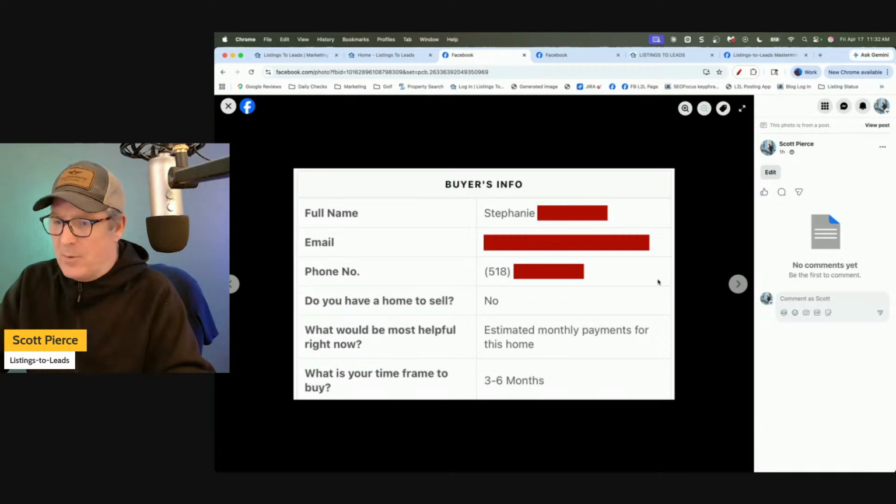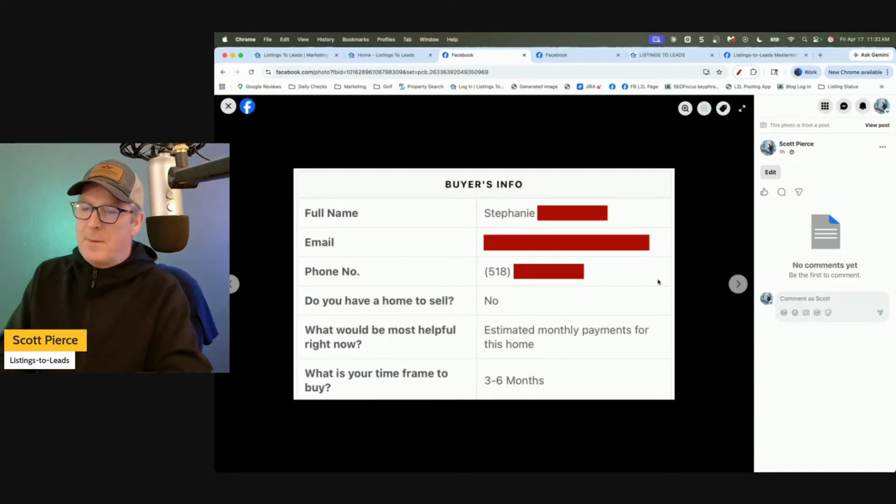Stephanie, do you have a home to sell? No. What would be most helpful right now? Estimated monthly payments for this home. What is your time frame to buy? 3 to 6 months. Awesome. I'm going to call Stephanie up.